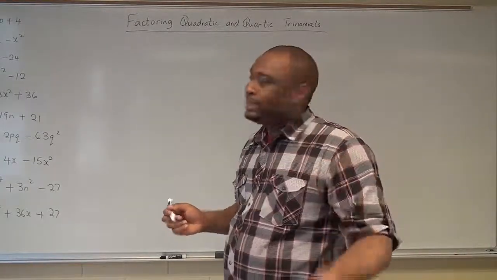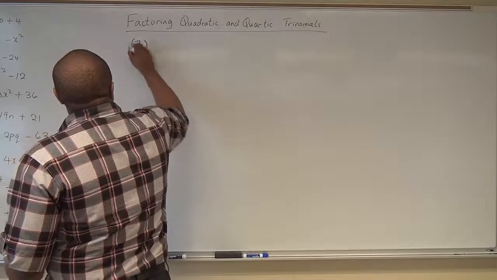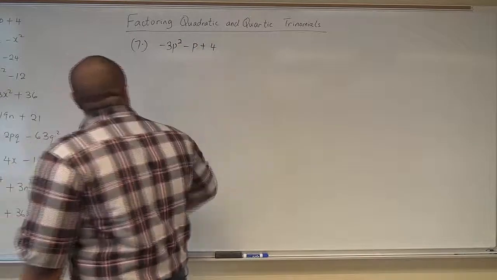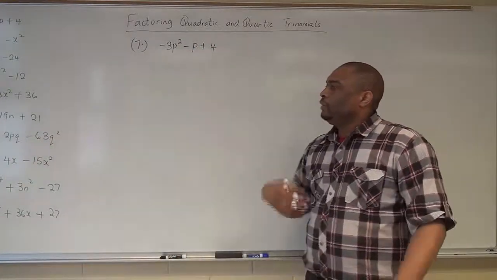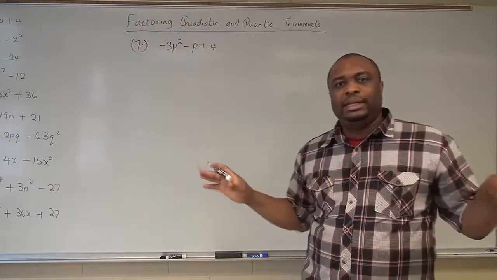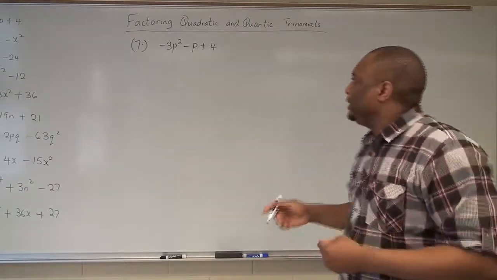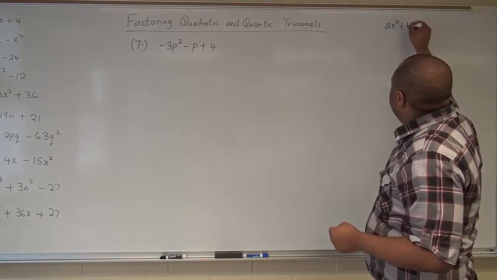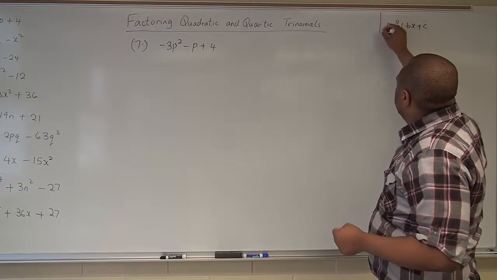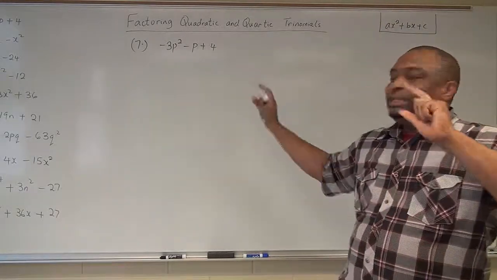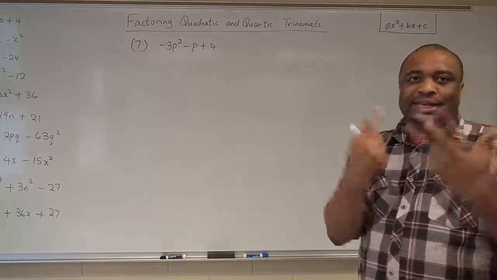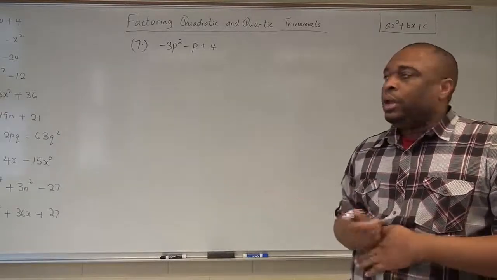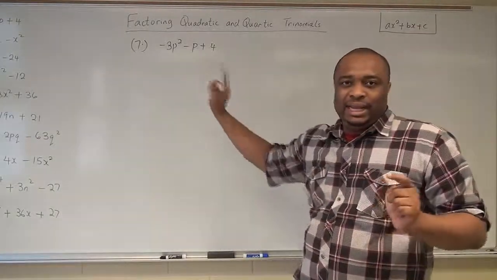We stopped at number 7. Question 7: negative 3p squared minus p plus 4. First of all, step 1, is it in the general form? It is in the general form. Remember, the general form is ax squared plus bx plus c. You notice that you cannot factor by GCF. That is the next thing you check. Check whether you can factor by GCF. You cannot. But there is a leading negative.